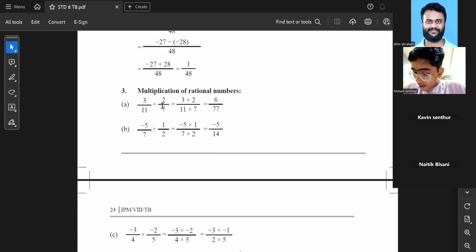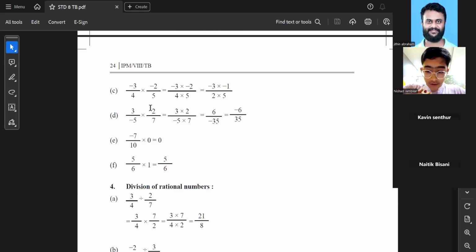And we learned about multiplication of rational numbers. In case of multiplication, we do not have to think about making the denominators common. We simply multiply numerator with numerator, denominator with denominator. And we can divide any numerator with any denominator. For example, 3 can be divided by 11 as well as 7 if it is divisible. 2 can be divided by 11 as well as 7 if it is divisible. It doesn't matter at all.